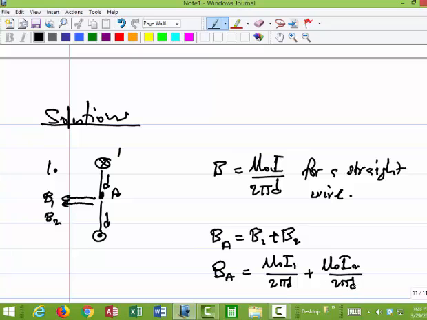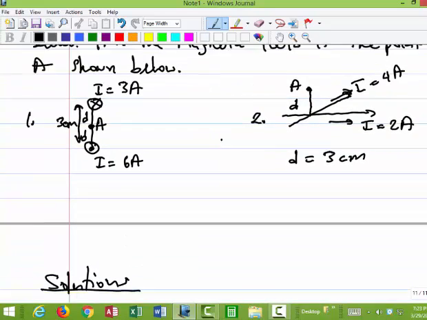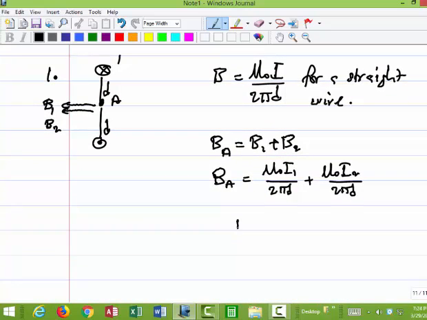The current at the top was given as 3 amperes, so we can say I1 is equal to 3 amperes, and I2 is equal to 6 amperes. So you can plug in those quantities. D is equal to 1.5 centimeters because the whole thing was 3.